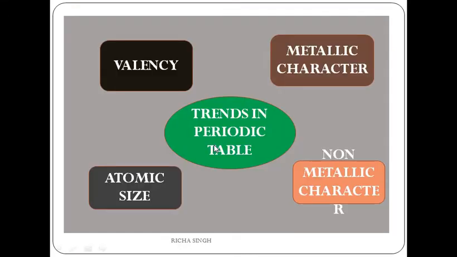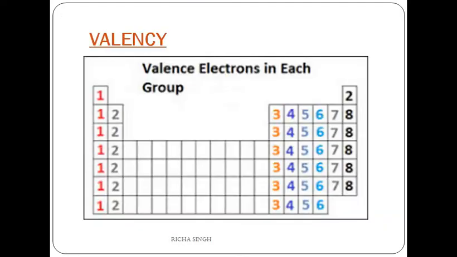These are your valency, atomic size, metallic character and non-metallic character. So first let's begin with the valency. You all know that except noble gases, atoms of all other elements take part in chemical reaction by combining with the other atom. Okay, they do so either to complete their octet or duplet, and this combining capacity of any element is known as valency.